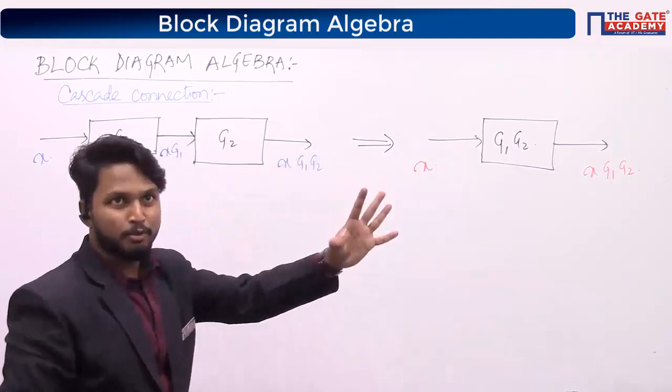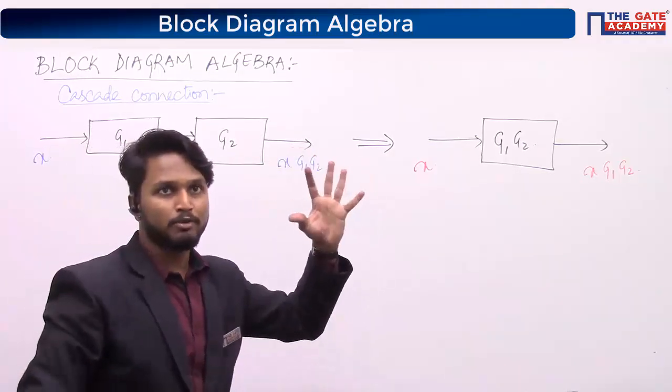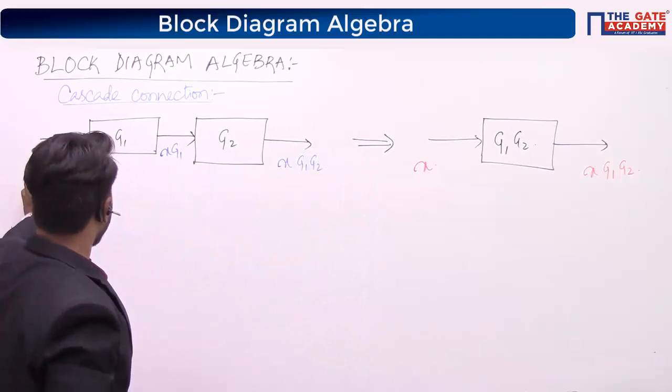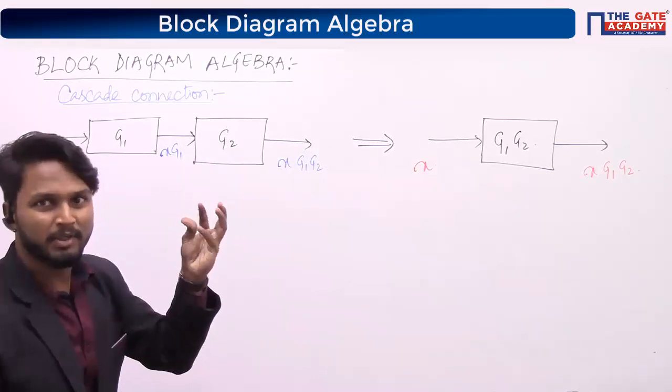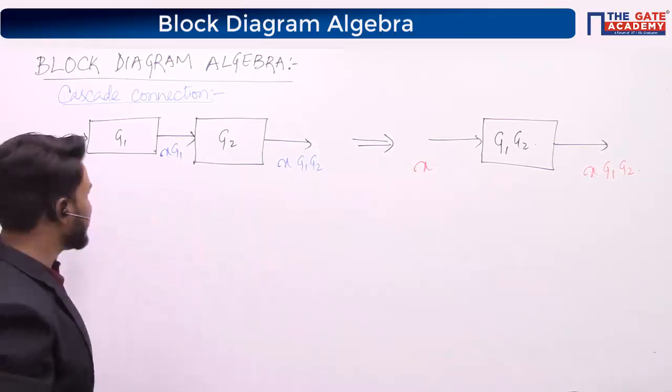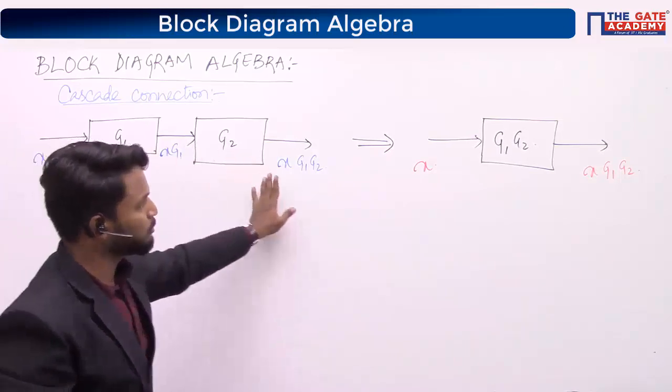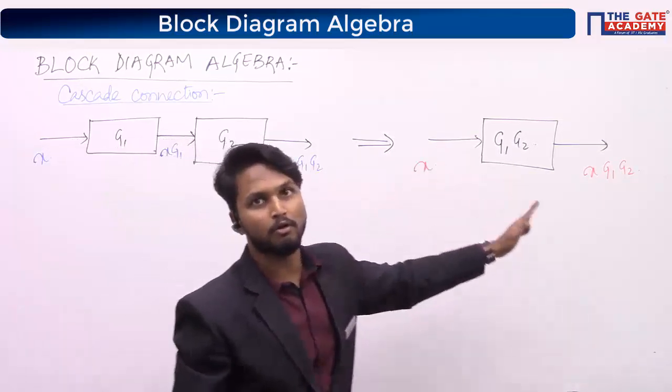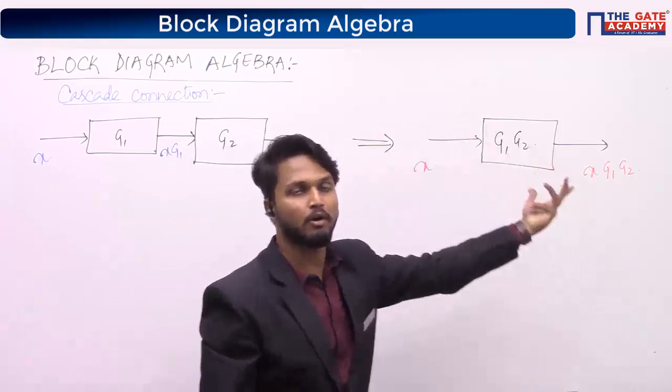So look at this approach. How are you approaching the output? You are giving X, some random input in the frequency domain. You are feeding some input and seeing the output, and you are taking the ratio of output to input, and you are getting the overall transfer function.